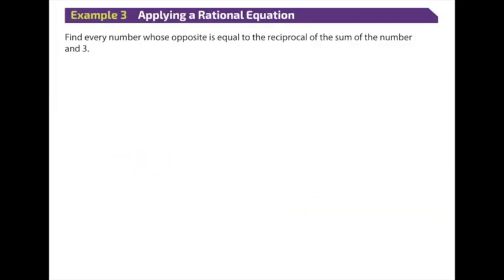All right, so let's look at this. Find every number whose opposite is equal to the reciprocal of the sum of the number and 3. So first of all, do we know the number? No. So we are going to call it x. So x is our number.